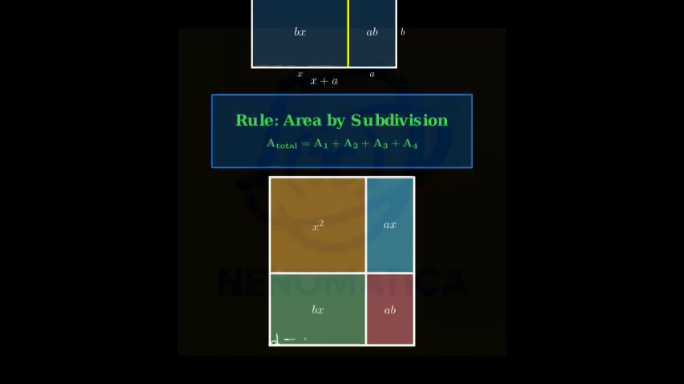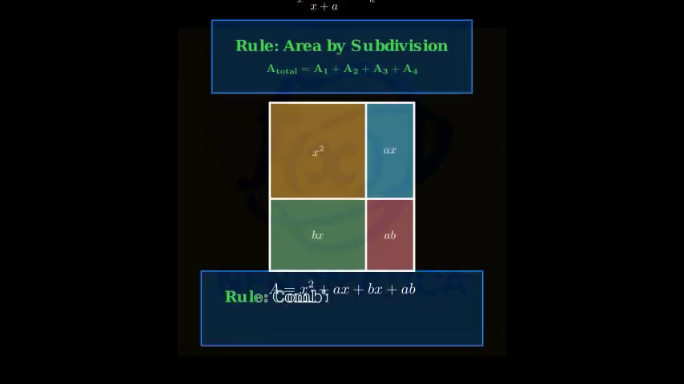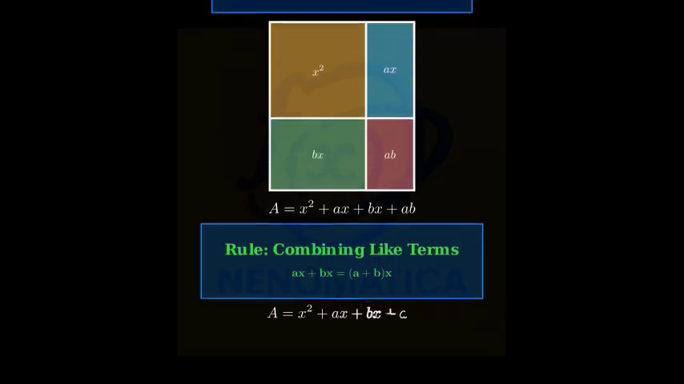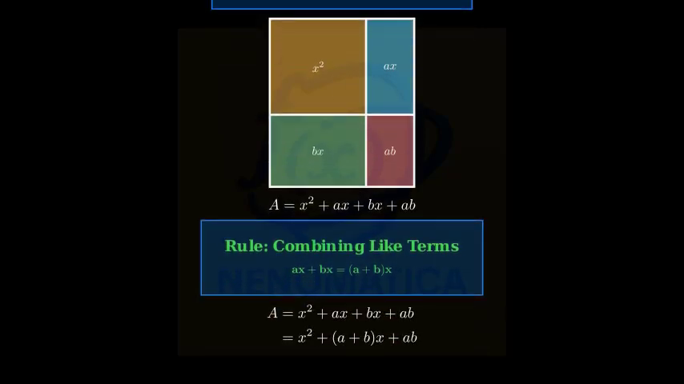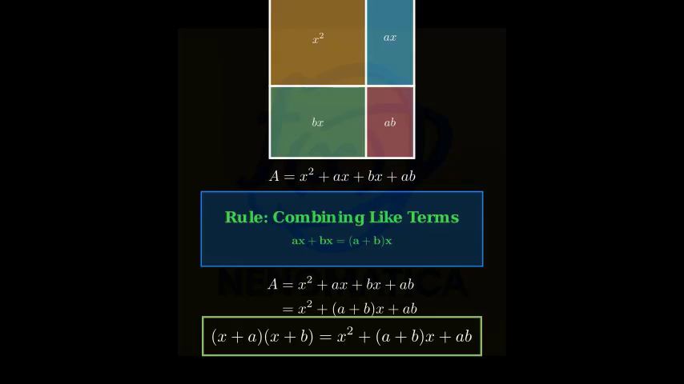The total area of the rectangle is the sum of these four regions: x squared plus ax plus bx plus ab. Now, let's simplify our expression. We can combine like terms. ax plus bx equals open parenthesis a plus b close parenthesis x. This gives us our final form: x squared plus open parenthesis a plus b close parenthesis x plus ab. And this matches our original formula. Open parenthesis x plus a close parenthesis times open parenthesis x plus b close parenthesis equals x squared plus open parenthesis a plus b close parenthesis x plus ab.